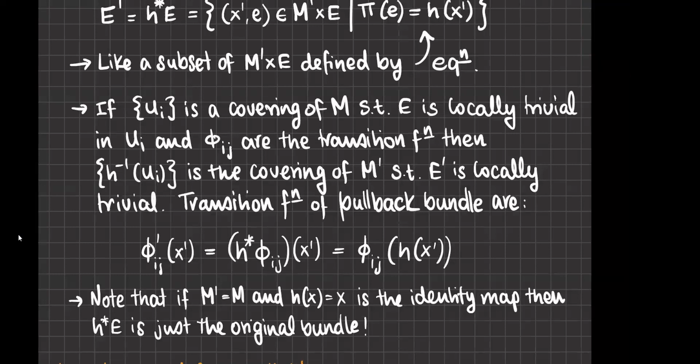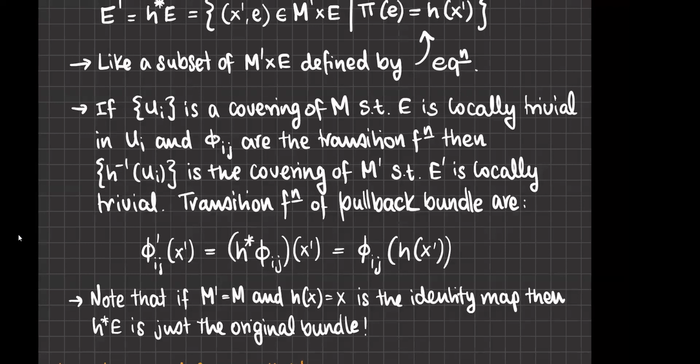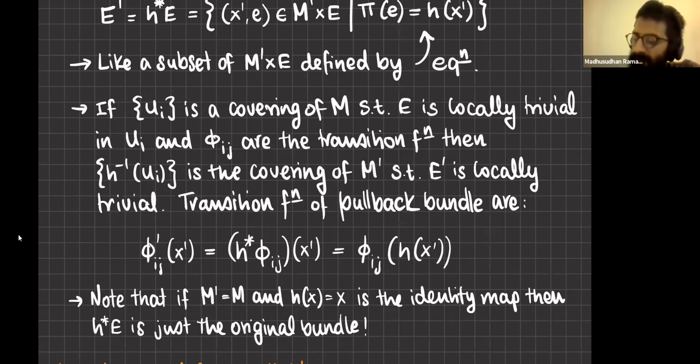I have a question. Phi ij are transition functions between Ui cross F and Uj cross F, right? That's right. How can you have them, I mean, here phi ij prime is acting on X prime, it looks like. So when I write phi ij prime, what I mean is that this is a transition function in the pullback bundle. Is that the question, that this is acting on X prime? Yes.